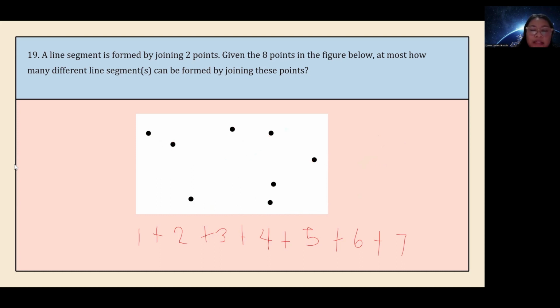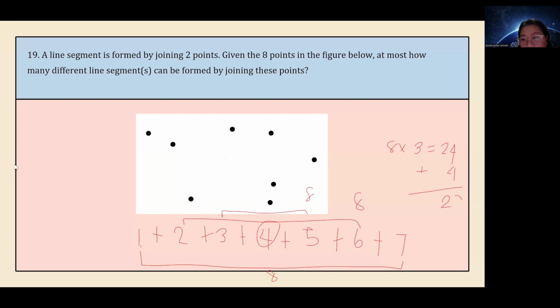So how many different line segments now in total? 1 plus 2 plus 3 plus 4 plus 5 plus 6 plus 7. Okay? So to add them easily, you can just do Gaussian again. So 1 plus 7, 8. Then 2 plus 6, 8 again. Then 3 plus 5, that's 8 also. So we are adding how many 8? 1, 2, 3, 8 times 3, that's 24. And then 4 here. So 24 plus 4, that is 28. Okay? So 28 different line segments in total. Okay, next.